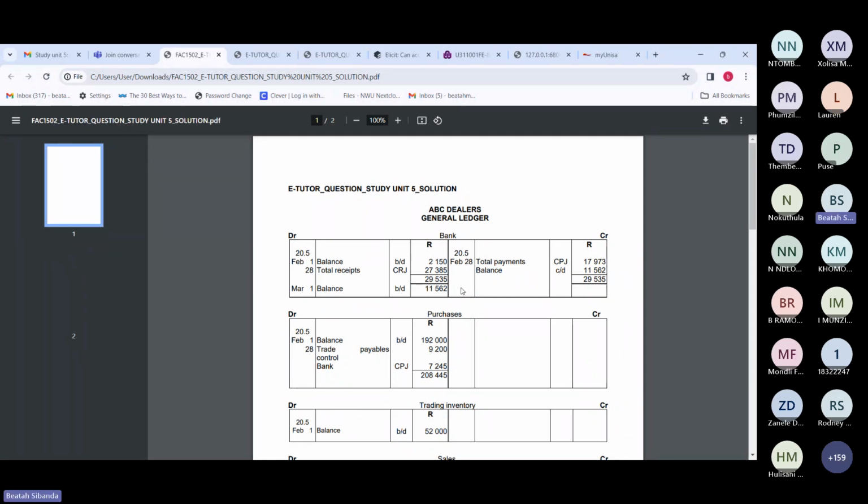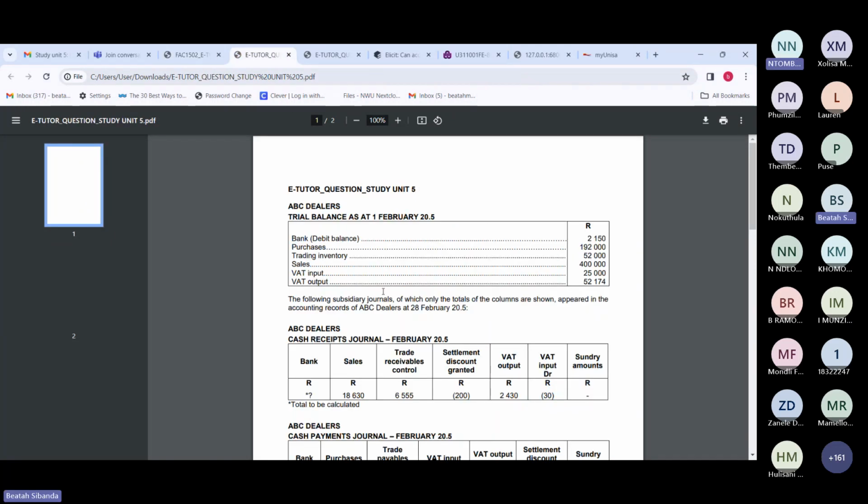Can you see the solution page? Yes, so this is the balancing figure. So the balancing figure is, you see, it's the balance carried down. So it's what you take to the next period. Okay, I see. Okay. Thank you. Is everyone happy with that? Okay. So yes.